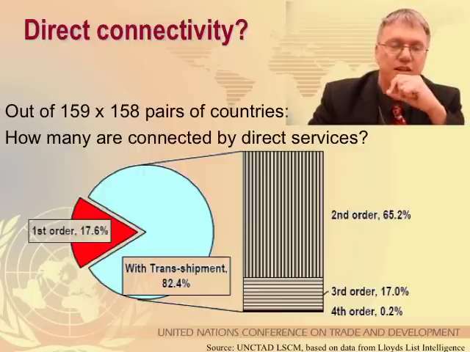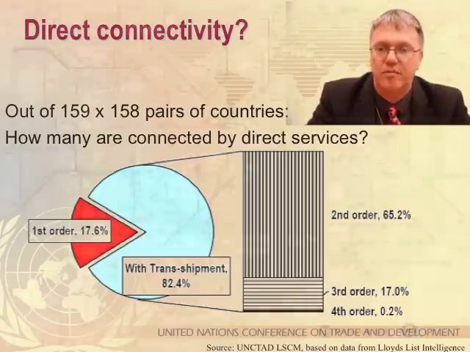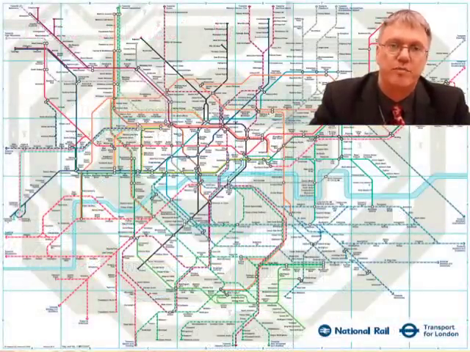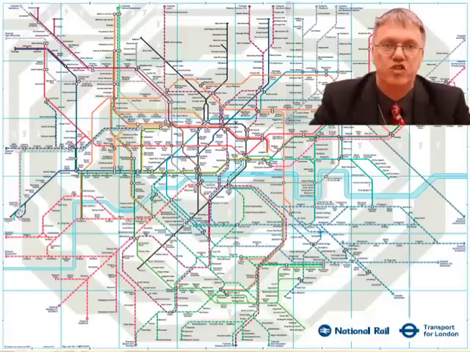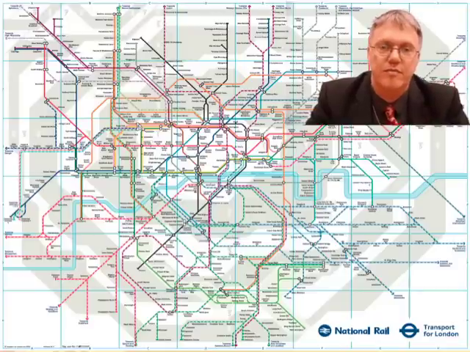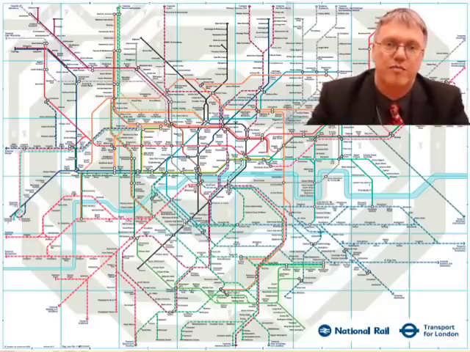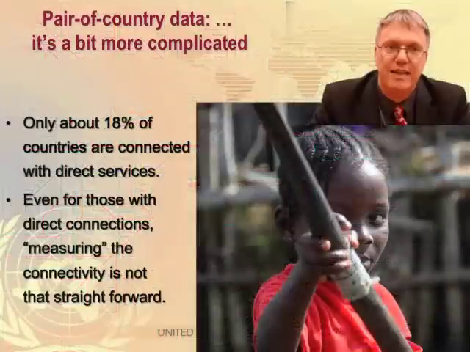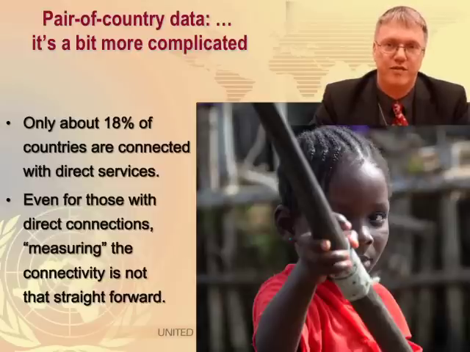You can imagine this a little bit like the tube in London or the metro in Paris, the network. Very often you can go from one station to another with just changing once, because the routes connect sometimes in the Circle Line or some of the lines. So the pair of country data is a bit more complicated than the country level data.